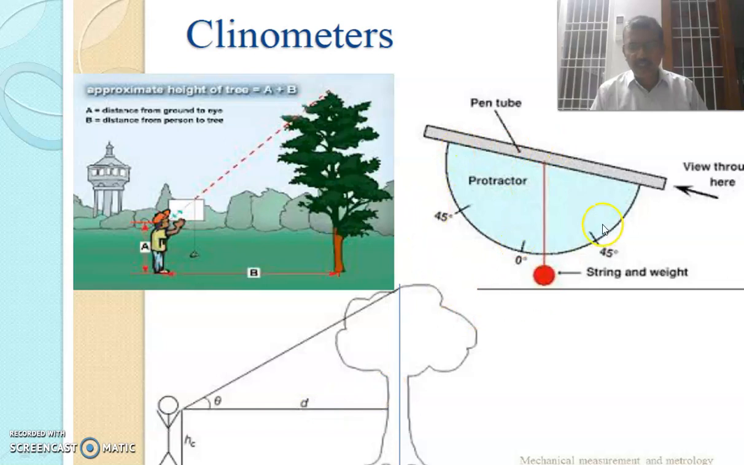In the clinometer there is a protractor, and a spirit level is placed at the top. When the bubble in the spirit level comes to its middle position, a pendulum is placed, and the pendulum reads the reading from the protractor directly. This is the principle of clinometers.